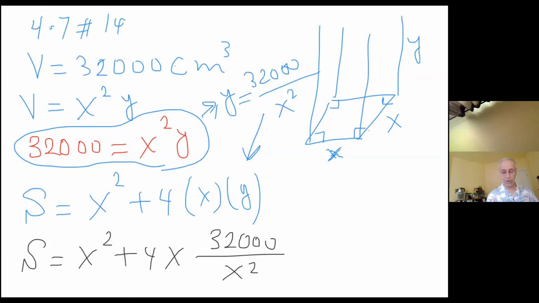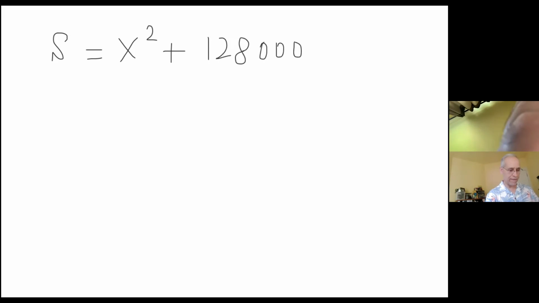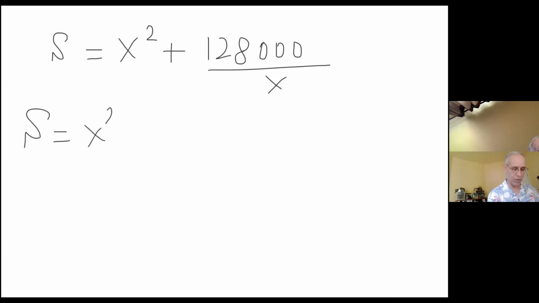I'm going to go to the next page. So I have surface area equals x squared plus 4 times 32,000, which is 128,000, and x is canceled, so I have over x. And since I want to take the derivative, I'm going to rewrite this as S equals x squared plus 128,000 x to the negative 1. That's easier for me to take the derivative.